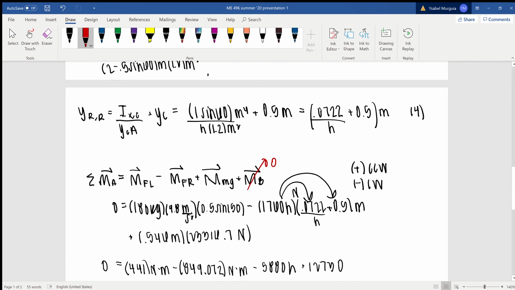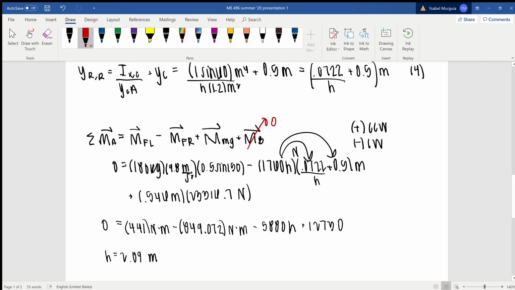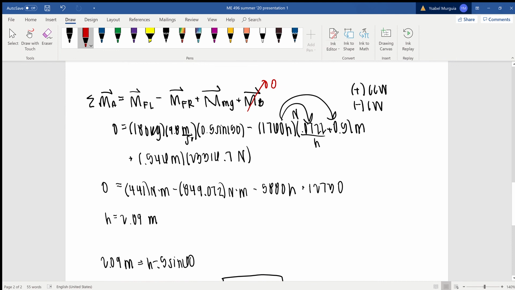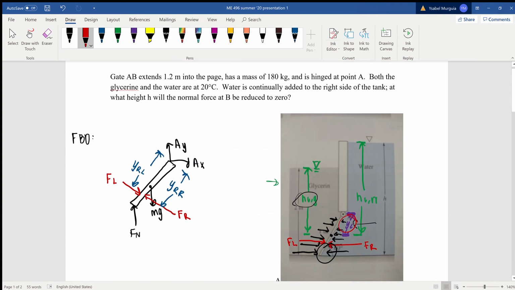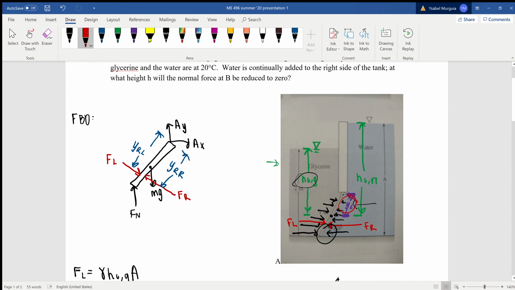And then I went ahead and I solved for the moment about A and making the moment about B equal to 0 because that's what the problem is asking us for. I went ahead and solved for all my moments, including their directions. So the moment about the right side is going to give us a clockwise moment. So solving for that, I got h equal to 2.09 meters. But I did define my h to be h minus 0.5 sine of 60. So solving for my original h, I found it to be 2.52 meters. And that is the height that the normal force will be reduced to 0.